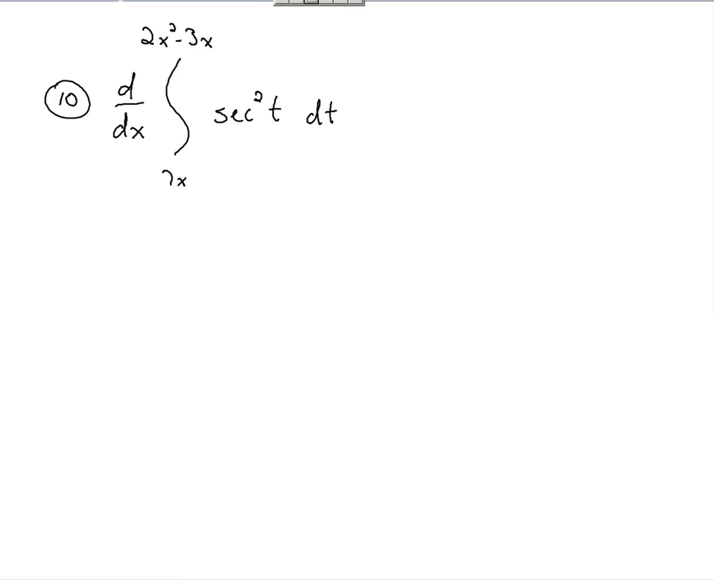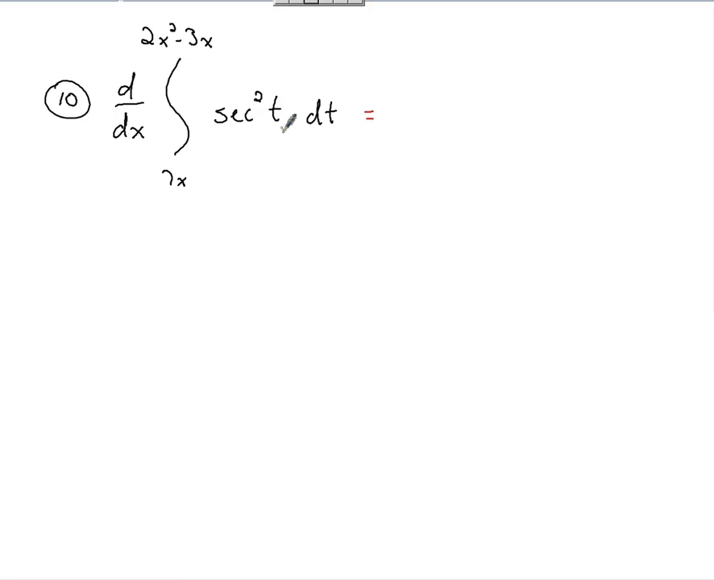Here we're asked to evaluate. I notice this d over dx here in front of my integral. That's telling me I should apply my second fundamental theorem of calculus. How that theorem gets applied to this problem, I start with this function on top of 2x squared minus 3x.